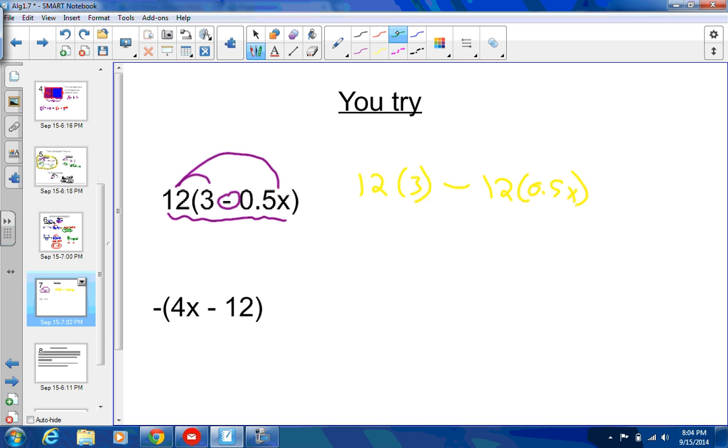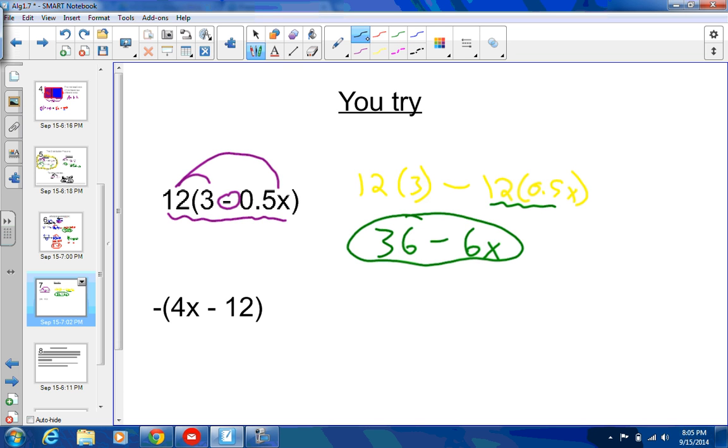All right, go into green because green and yellow makes Packers colors, and we all love the Packers, right? 12 times 3, if you look at that, that is 36. Minus, what is 12 times 0.5? We did that one yesterday, I believe it is 6. So 6, and then you still have the x. And 36 and 6x cannot be combined. You can't subtract anything there because one has an x and one does not. So that is our simplified version.